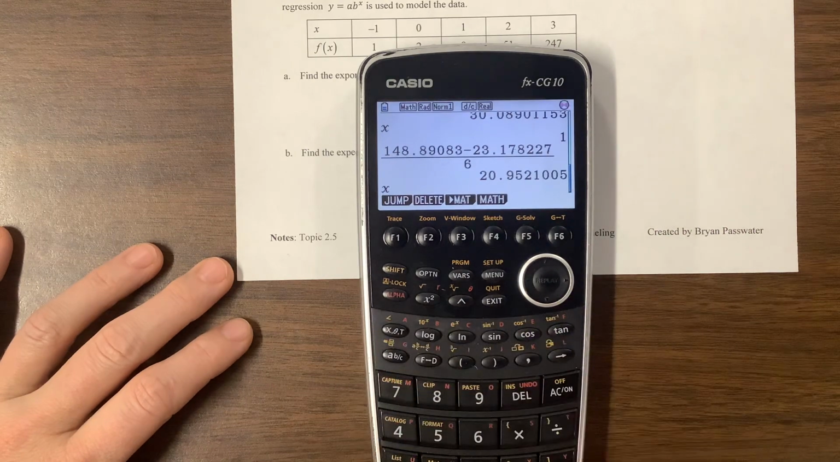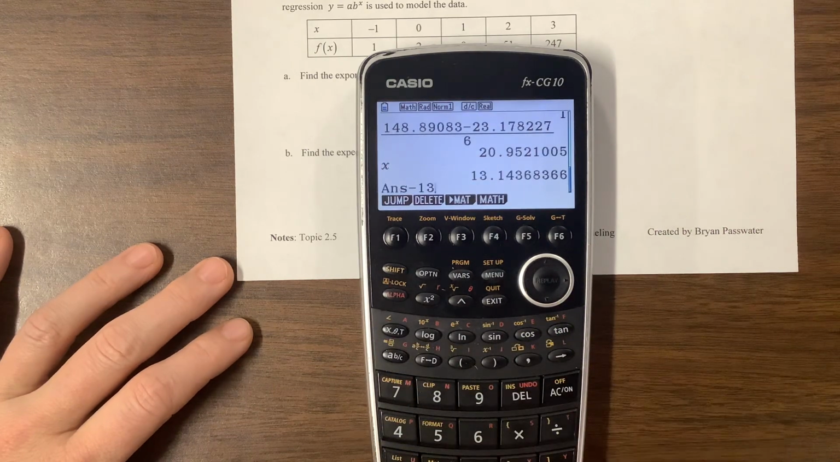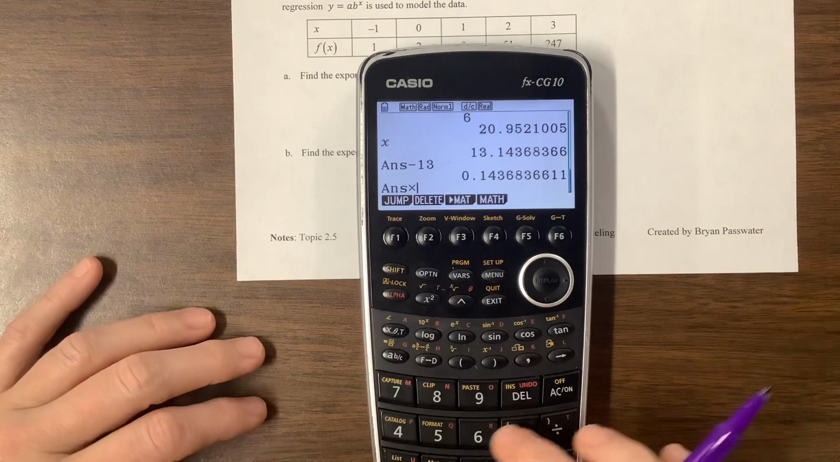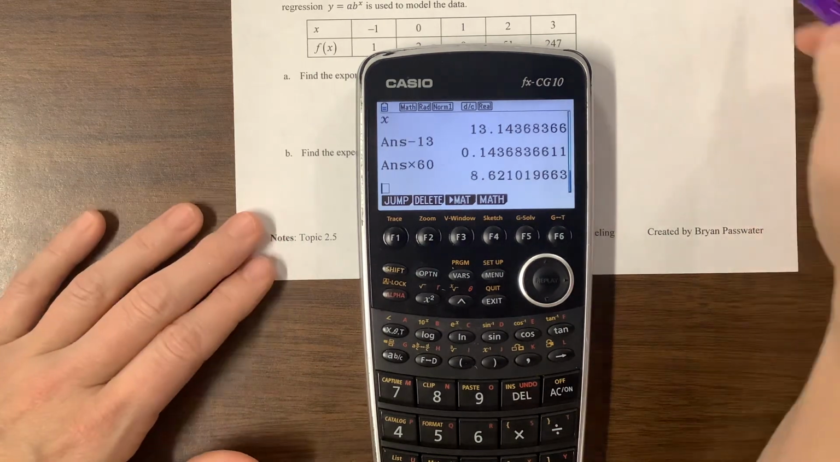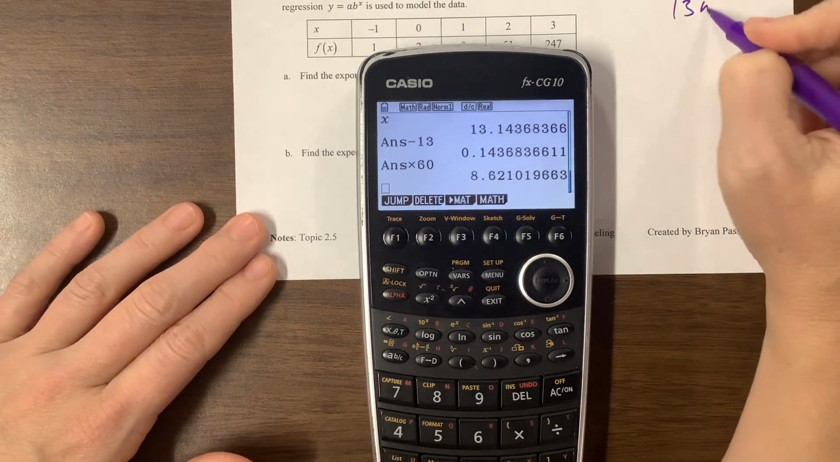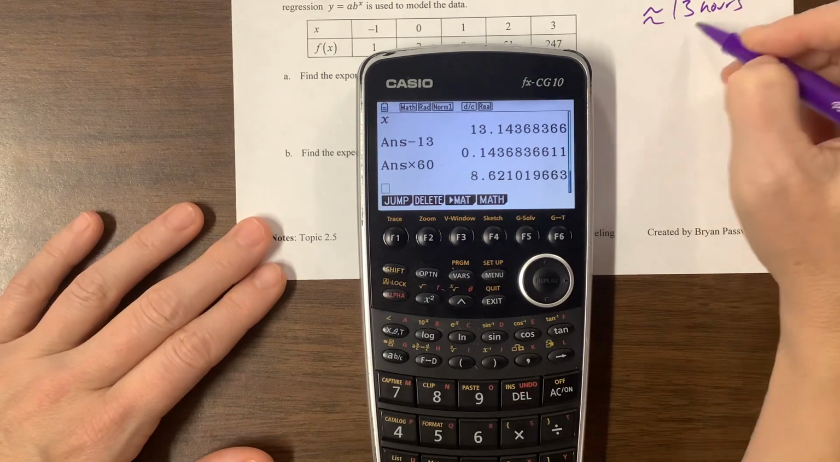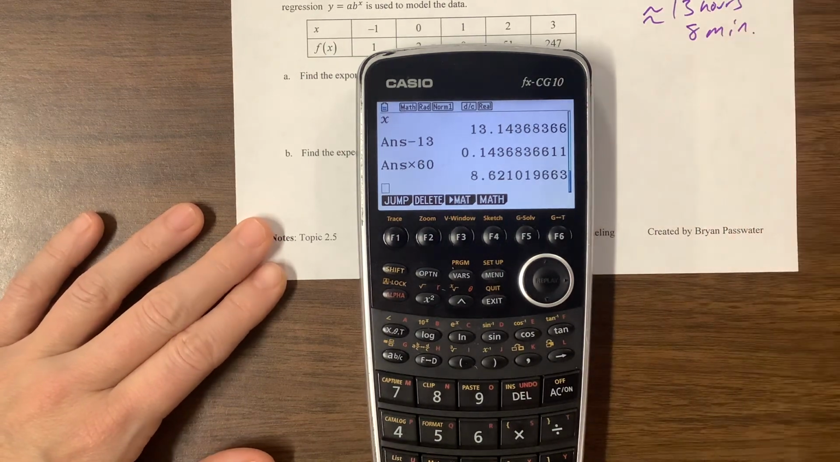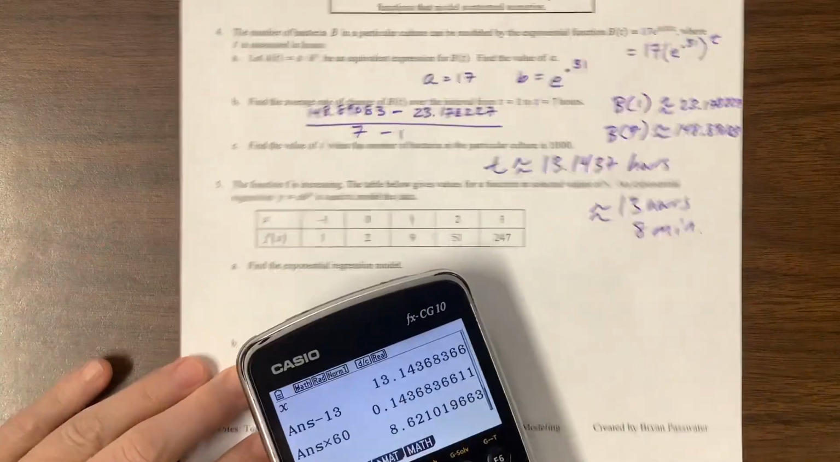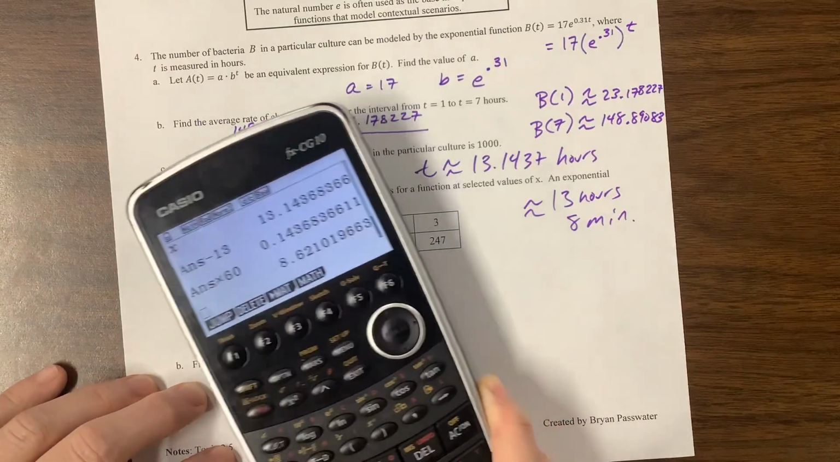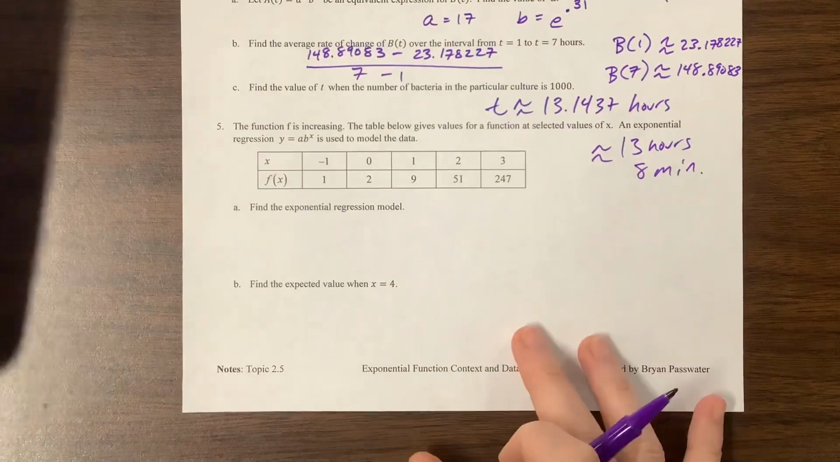If we needed to convert that to hours and minutes, we could take this x value, subtract away the 13, so it's this fraction of an hour, so multiply that times 60. So it's about 13 hours and 8 minutes. Not quite, but that's good. Oh, sorry, you couldn't see what I was writing. That's good enough for our purposes right now.